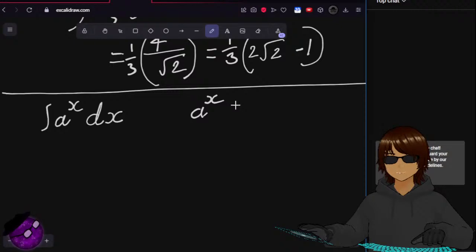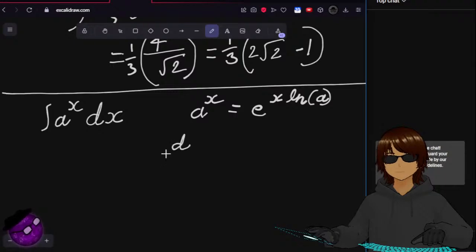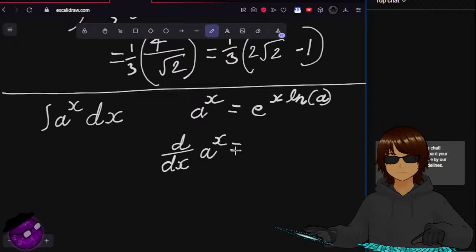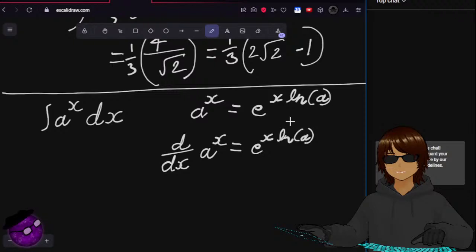A to the power of x can be written as e to the power of x ln of a, and then take the derivative of both sides. This won't change. So by the chain rule, the derivative of e to the power of x ln of a, and then the derivative of x ln of a with respect to x, which is ln of a.